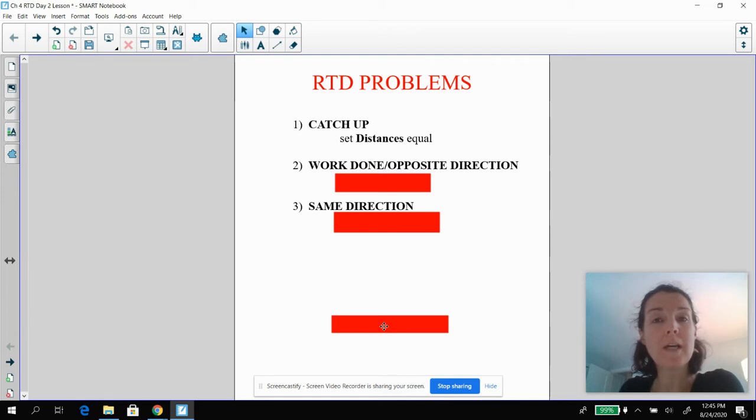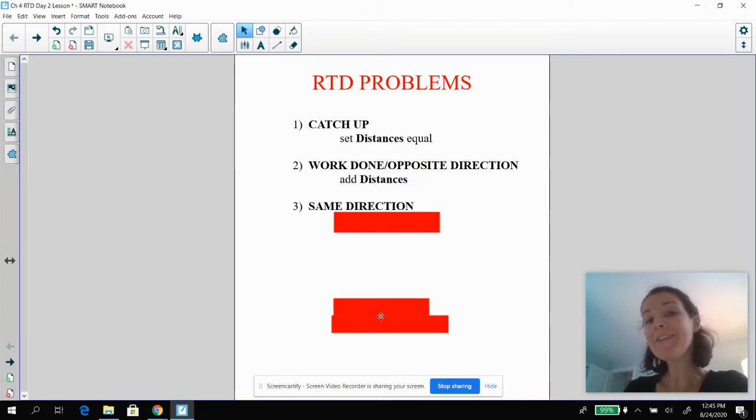For a work done or an opposite direction problem, remember, in these types of problems, there are either people who are working together to get things done, like making hats or making cupcakes or whatever, or the people are physically moving in opposite directions. And usually there's a set number at the end, like a set distance or a set number of hats that they've made. And in a work done or an opposite direction problem, you add your distances.